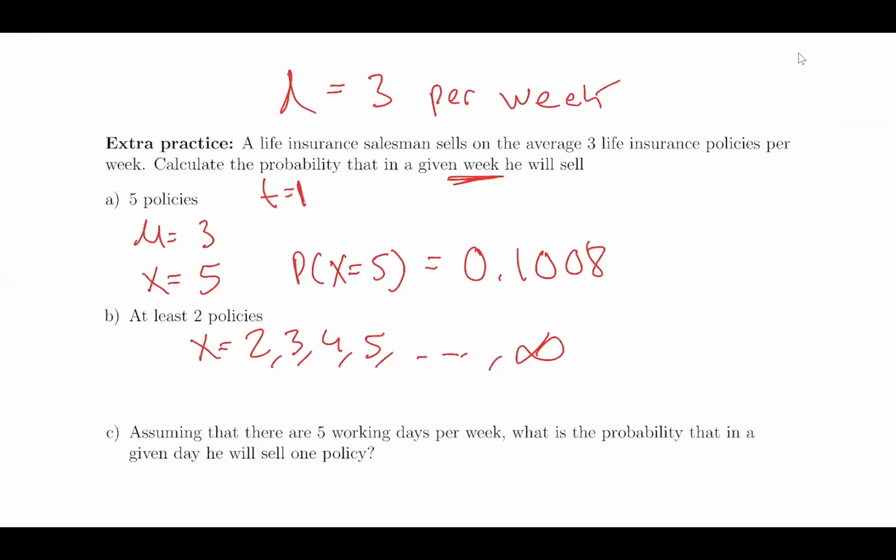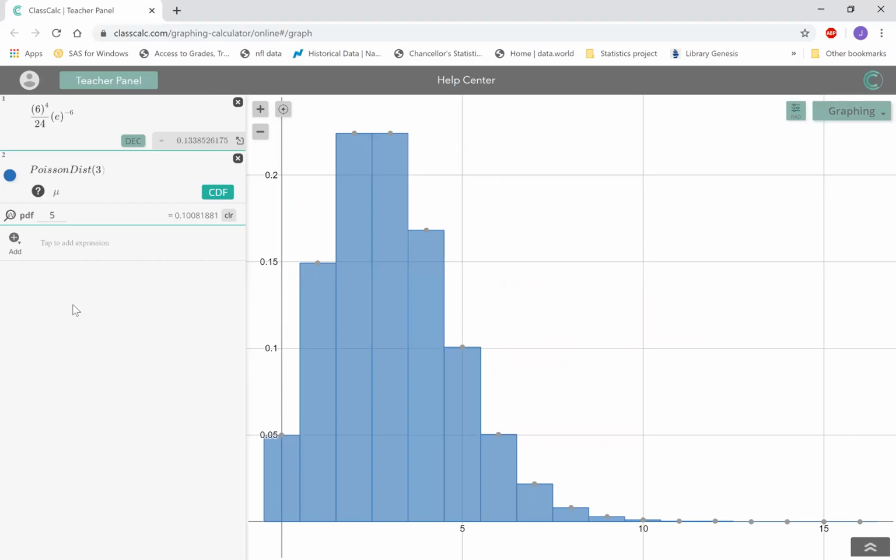Cool. All right, so there go the notes. So at least 2 policies is 2, 3, 4, 5, all the way to infinity, correct? For this one, which option are we going to use, PDF or CDF? CDF. Yeah, CDF. You want to use CDF because you have multiple outcomes that you want to find the probability for, not just one. So let's switch back to class calc and adjust our setup.